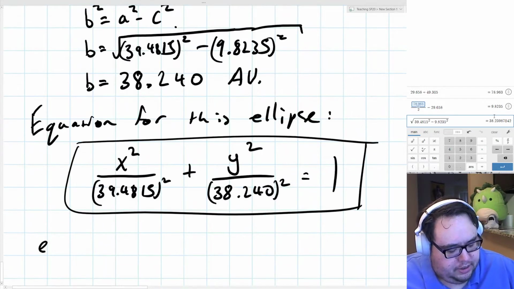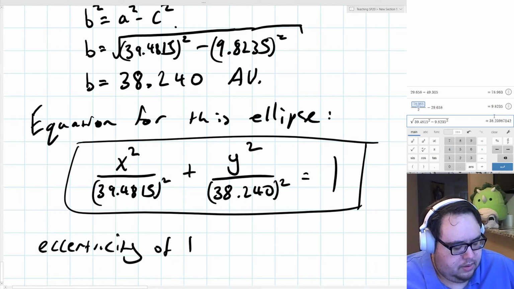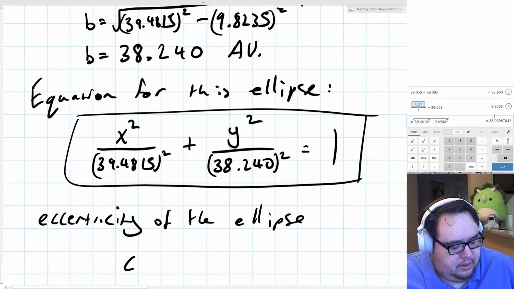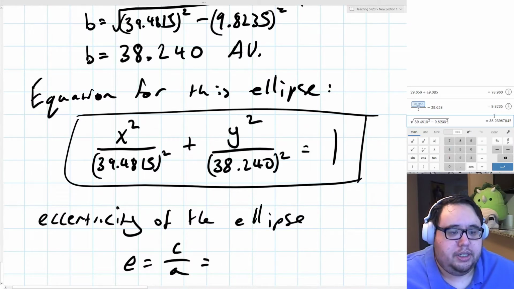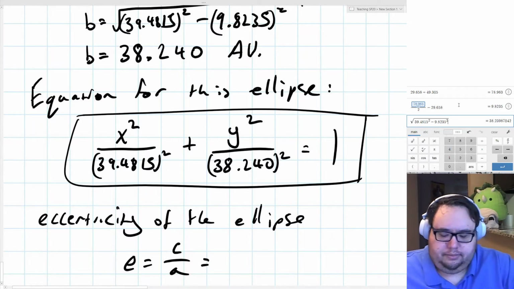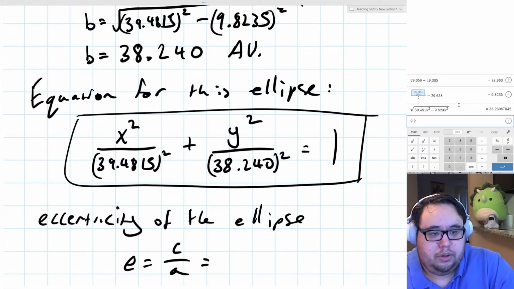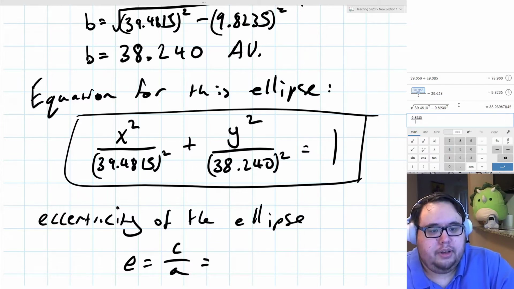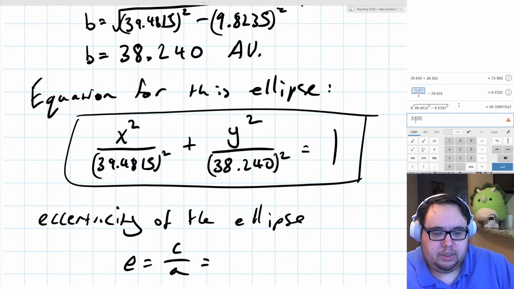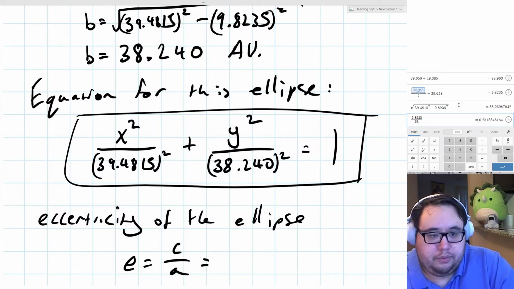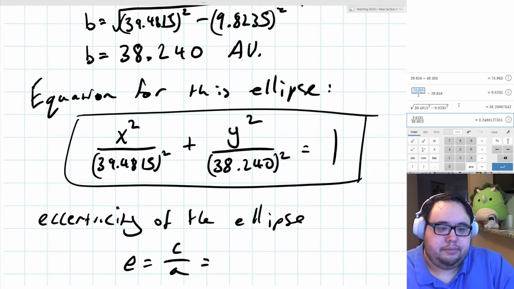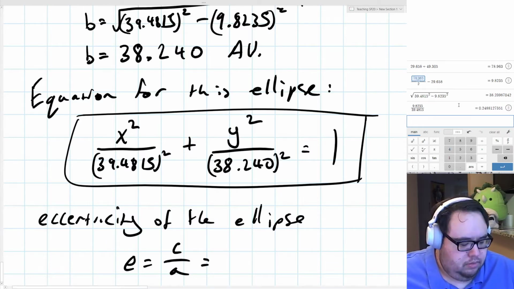And the eccentricity of this ellipse is equal to C over A, which is 9.8235 divided by 39.4815, or about 0.2488.